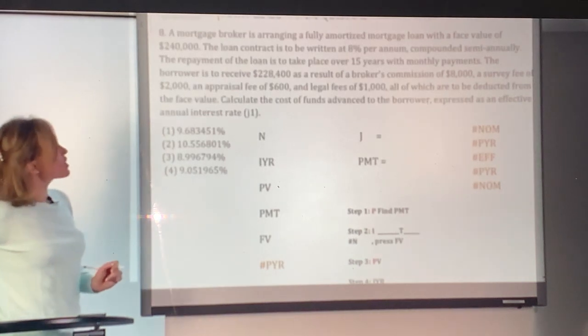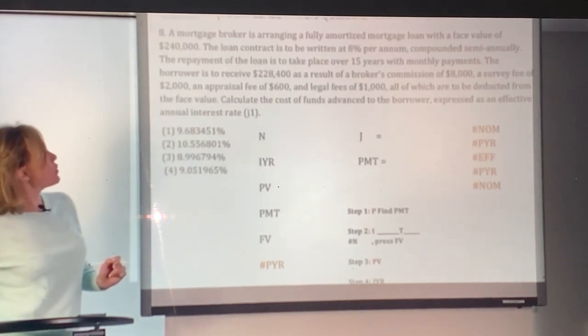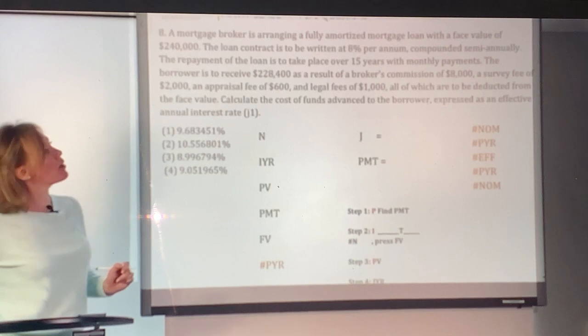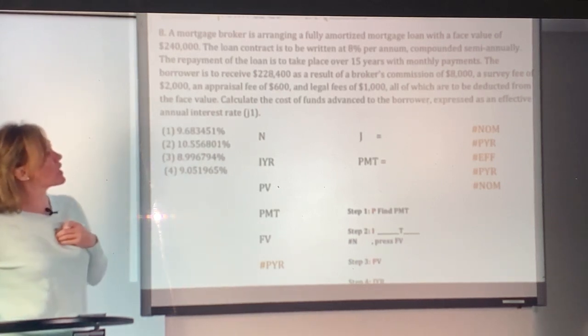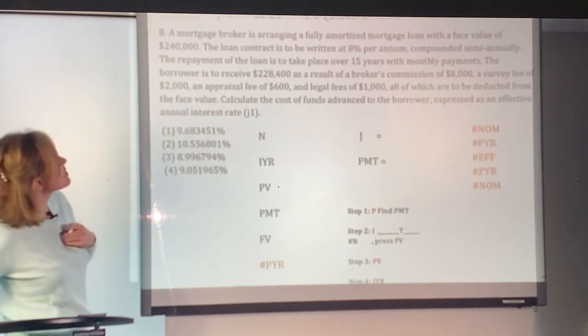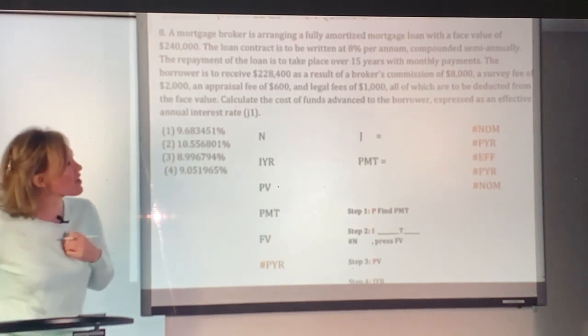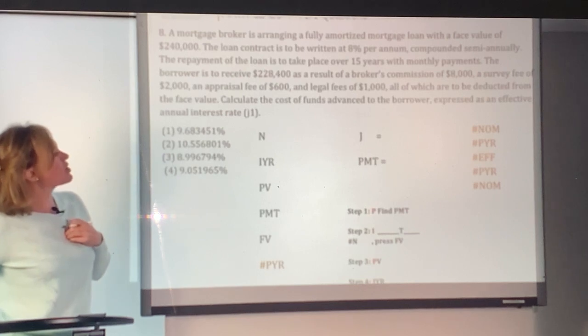Question 8. A mortgage broker is getting a fully amortized mortgage loan with a face value of $240,000. The loan contract will be written at 8% compounded semi-annually. The repayment of the loan is to take place over 15 years with monthly payments, and the borrower is to receive $228,000 as a result of commissions of $8,000, survey fees of $2,000, appraisal fees of $600, legal fees of $1,000, all of which will be deducted from the face value. Calculate the cost of funds advanced to the borrower.